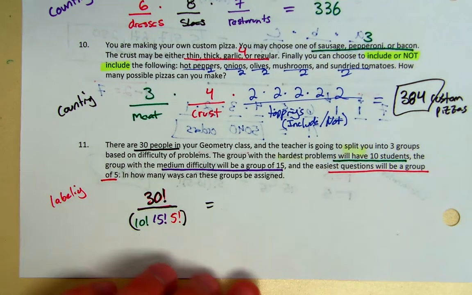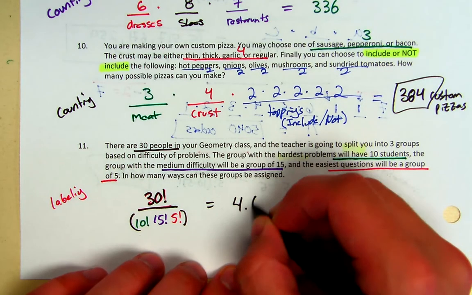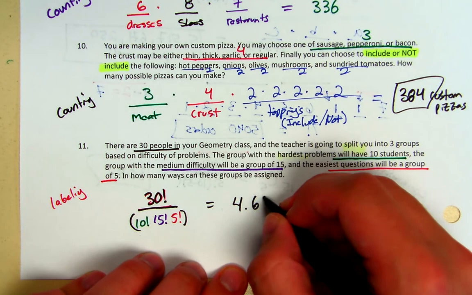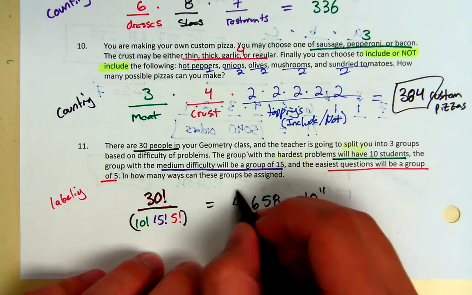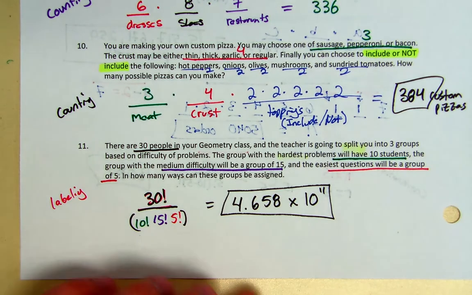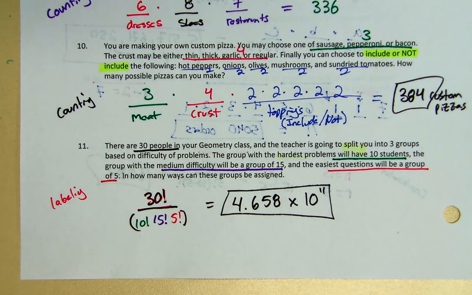You get a big number for this one. It's okay to keep it in scientific notation. We'll do 4.658 times 10 to the 11th power. So there's a lot of different ways that a teacher can group the 30 students. You would think about it, 30 people, grouping them with those different numbers, of course there's going to be a lot of different ways.